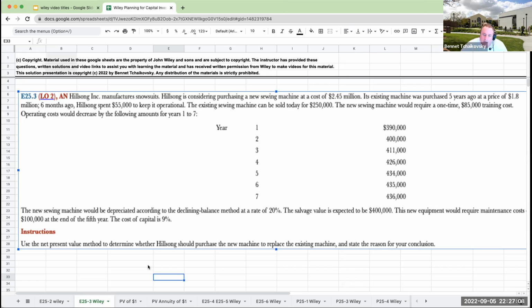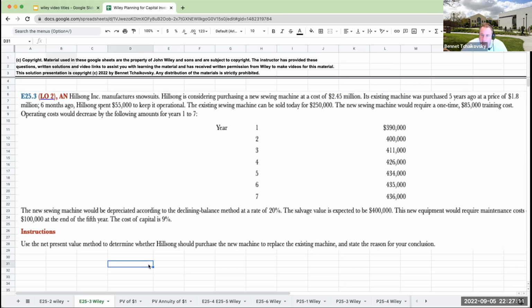Now, the first thing we need to really do with this is say, what is a relevant cost? Well, a relevant cost is something that we're going to be spending today. So the existing machine that was purchased 5 years ago at a price of $1.8 million, that is a sunk cost. Can't get that back. We're not looking at that. We're looking at the future. I spent 6 months, $55,000 to keep it operational. That is also a sunk cost. Can't do anything about it quantitatively. Qualitatively, can we fire management? Sure, but that's a different discussion.